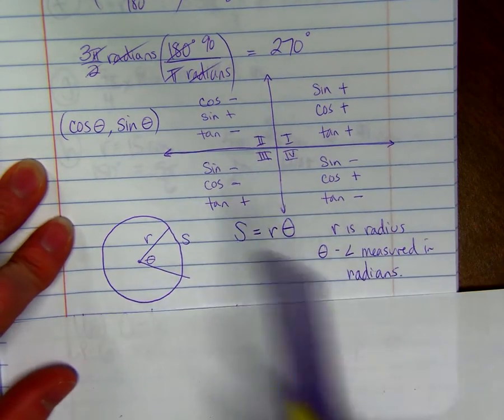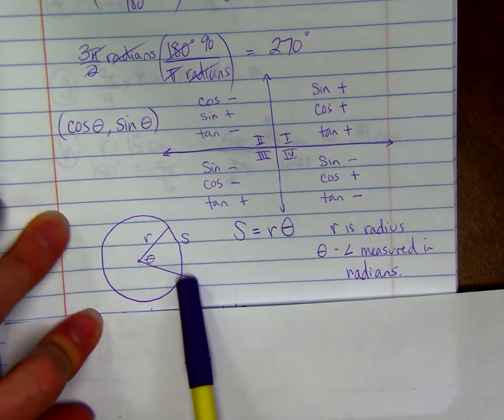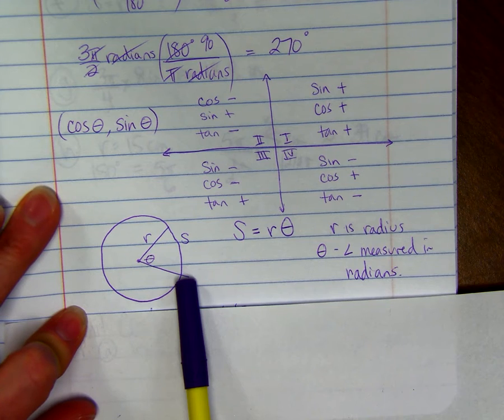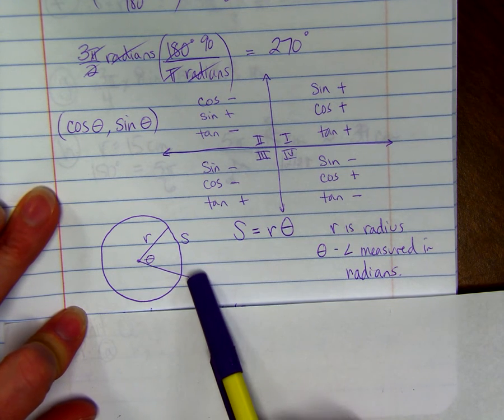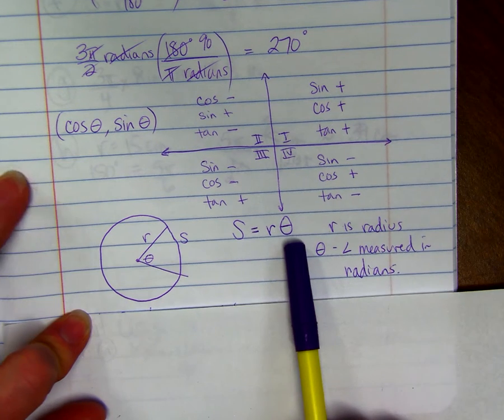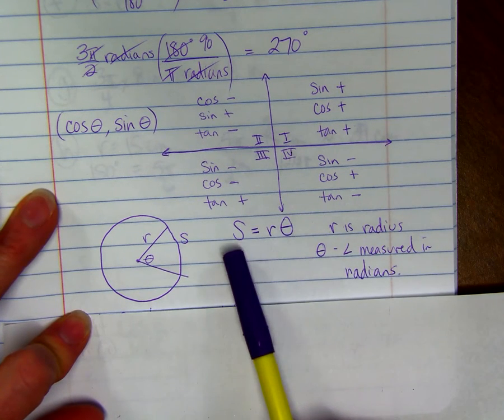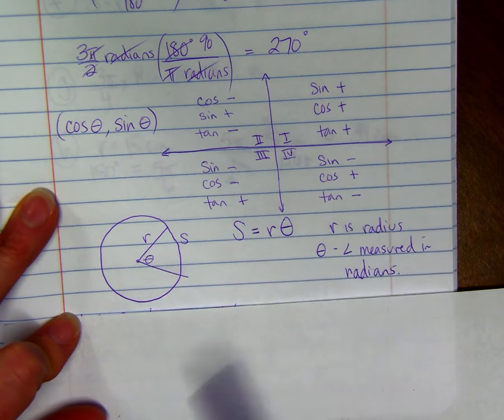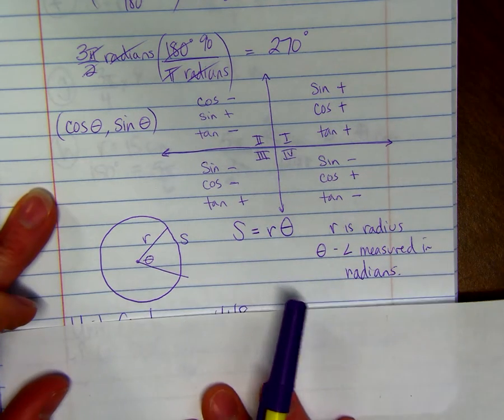So if we're looking for an arc length in terms of radians, you take the radius and times it by the angle measured in radians. So it's just S equals R, your radius, times theta, which is the angle measured in radians.